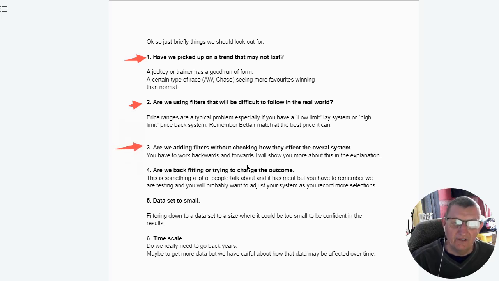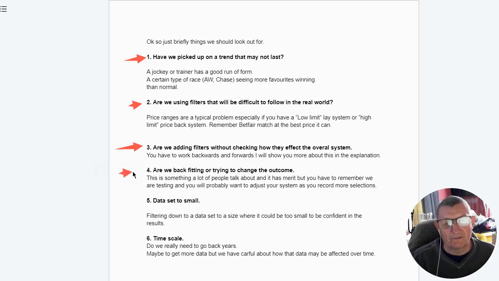Are we adding filters without checking how they affect the overall system? And I'm going to talk more about this when we're creating a system in a moment. But basically, are you adding filters without checking how those filters are affecting the overall results? It's easier to explain than it is to say it there. So I'll come back to that.